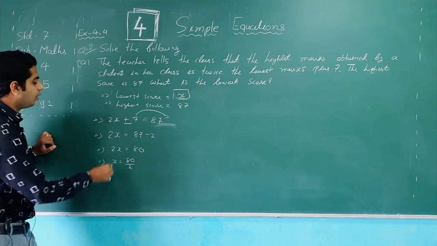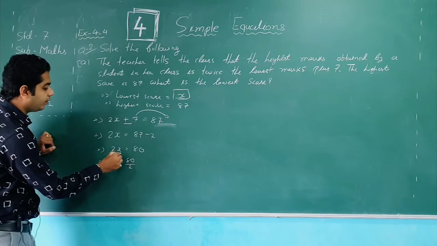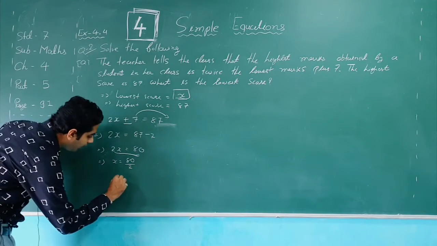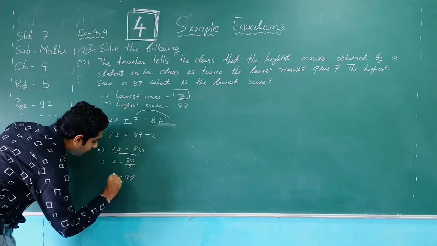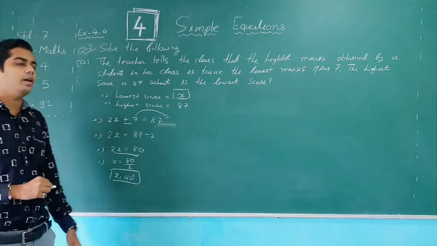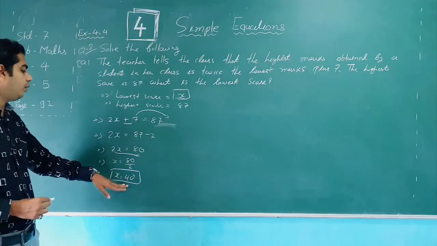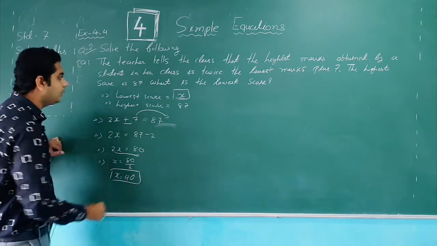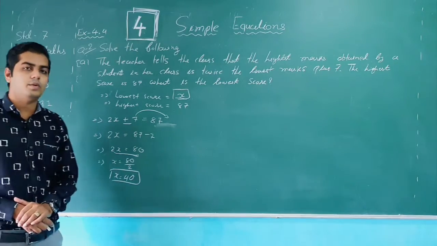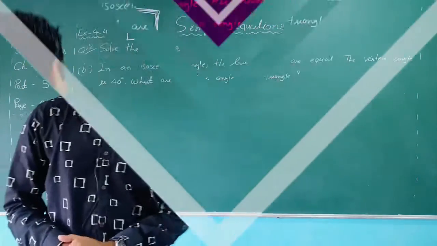Why division? Because 2 is in multiplication, it goes in division on the other side. So now 2 forties are 80. So 40 is your answer. So the lowest marks in the class is what? The lowest marks in the class is 40 and the highest marks in the class is 87. So that's how you can find out the answer of question number 2a. Now moving on to our next question.